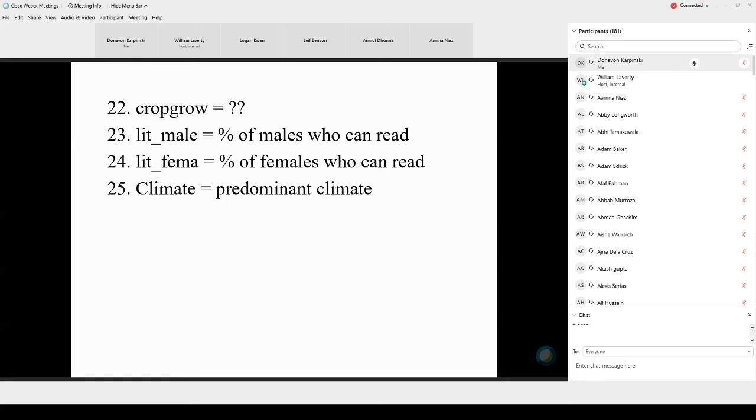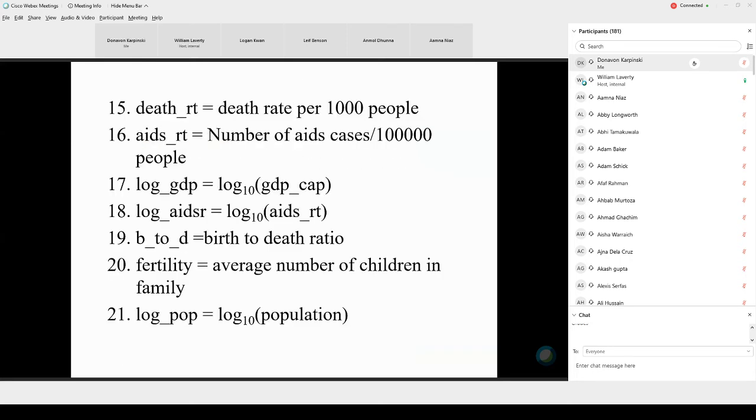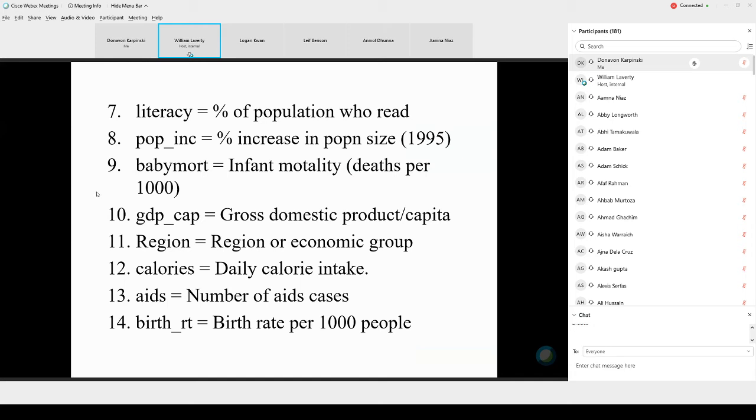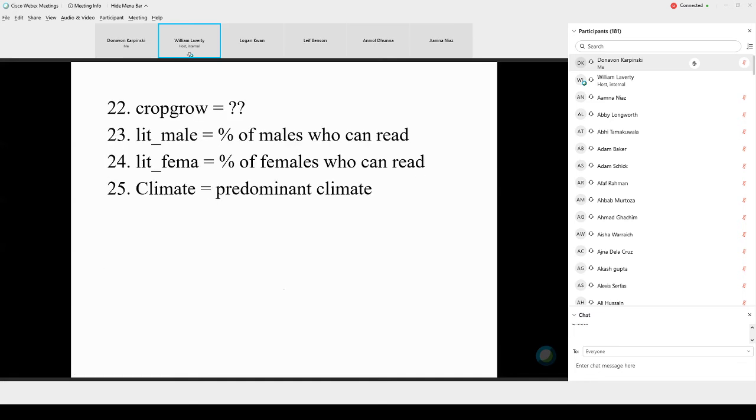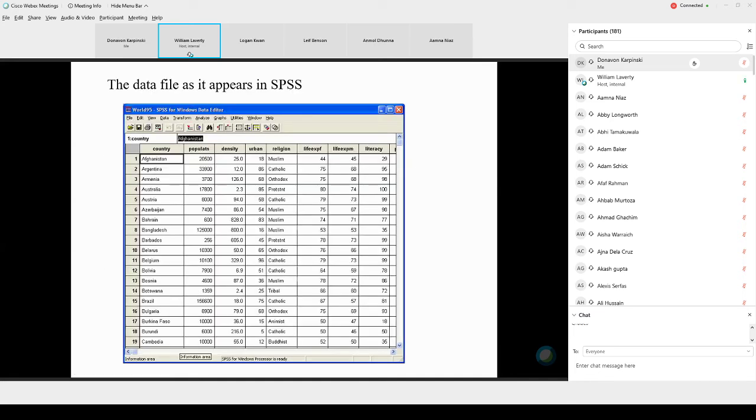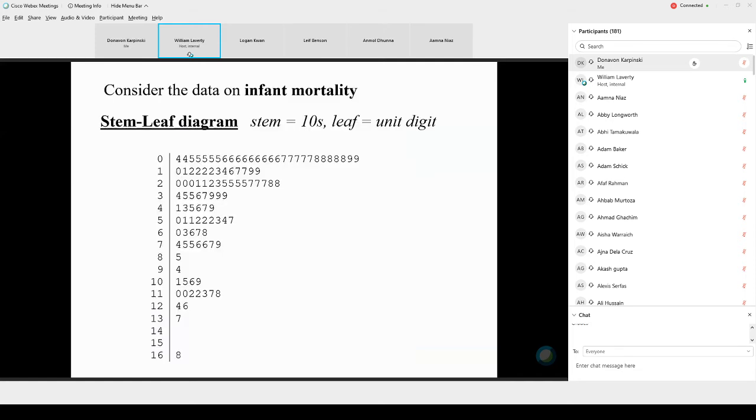Now, the variable we're going to look at is the infant mortality variable. There's the data in an SPSS data file. I'll be telling you how to use SPSS on Monday in the lab. There is a stem and leaf diagram of infant mortality. The stem is the first digit. The leaf is the first decimal digit.